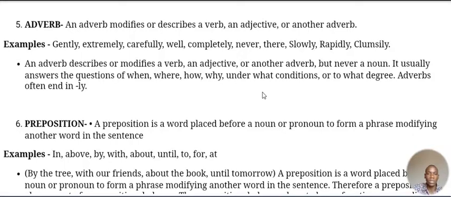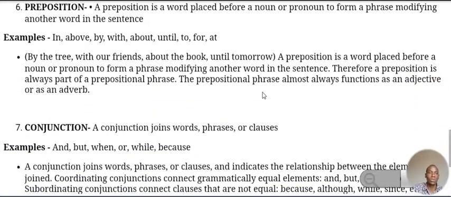Another part of speech, number 6, is what we call preposition. A preposition is a word placed before a noun or pronoun to form a phrase modifying another word in the sentence. Examples of prepositions: in, above, by, with, about, until, to, for, and at. By the tree, with our friend, about the book, until tomorrow.